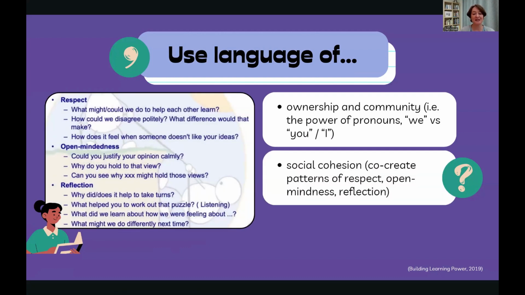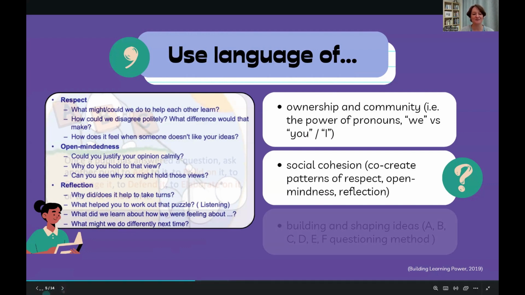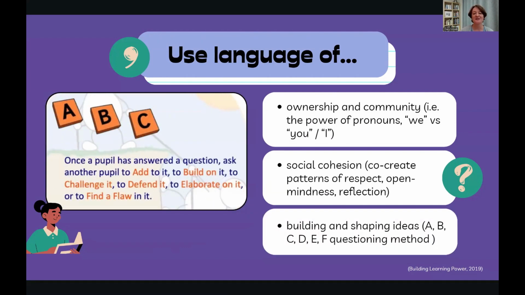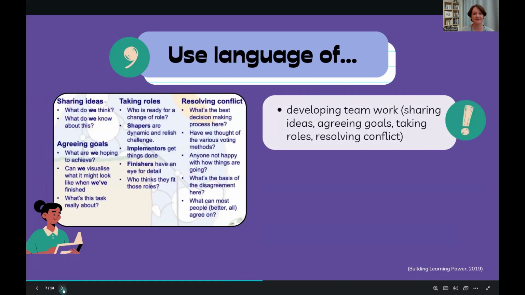Using language of social cohesion, where we're co-creating patterns of respect, open-mindedness, and reflection. And using questions can help us to get that kind of language. Using language to build and shape ideas together can be helpful. The ABCDEF questioning method, where you ask someone to add to the idea, build on it, challenge it, defend it, elaborate on it, or find a flaw in it, can help people in the classroom setting to come up with many different ways of thinking about an idea.